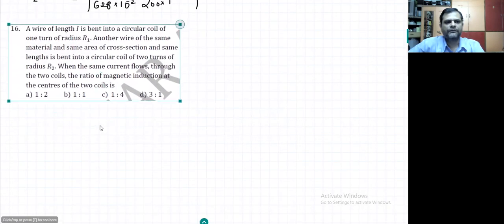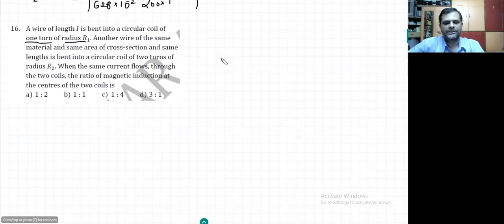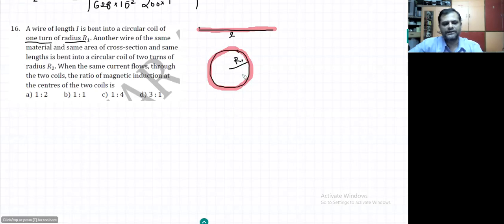Just read the question. A wire of length L is bent into a circular coil of one turn of radius R1. Okay, that means suppose we have a wire. This is the wire of length L. If suppose we bend it in the form of a circular loop of one turn or circular coil of one turn of radius R1. Okay, iska radius jo hai wo R1 diya hua hai. So obviously, iska jo length hai, ye jo pura length hai is wire ka, wahi is pure circular coil ka circumference barabar banega. Correct hai? So we can just say that this L will actually be equal to 2 pi R1.